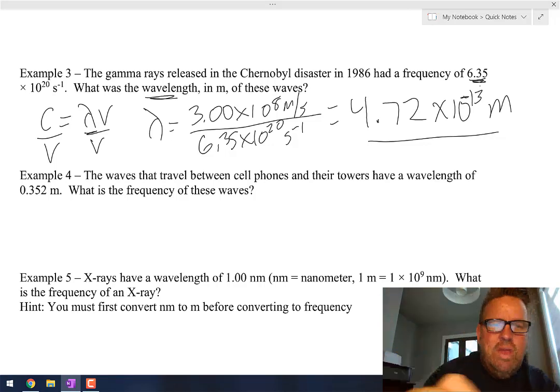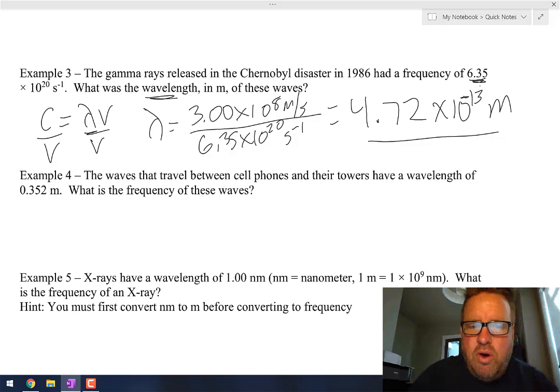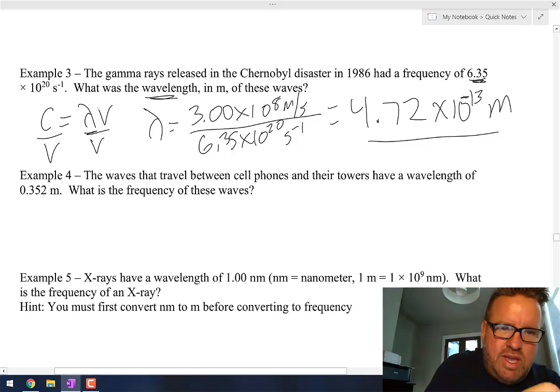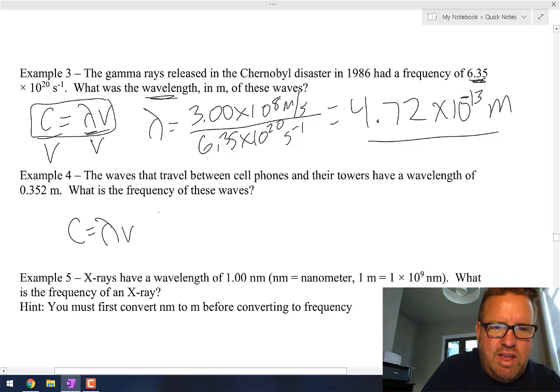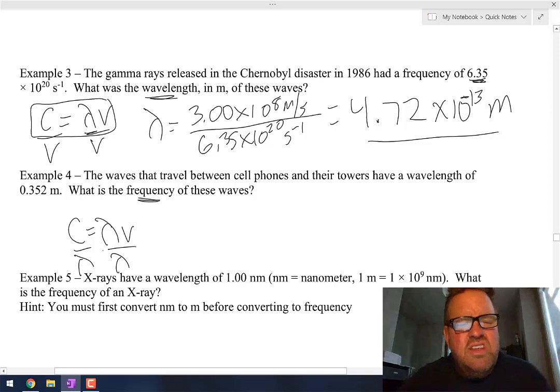Okay? The waves that travel between cell phones and their towers have a wavelength of 0.352 meters. What is the frequency of those waves? So again, start with this equation. Speed of light equals wavelength times frequency. To find frequency, we're going to divide by wavelength. Is it kind of the same thing every time?